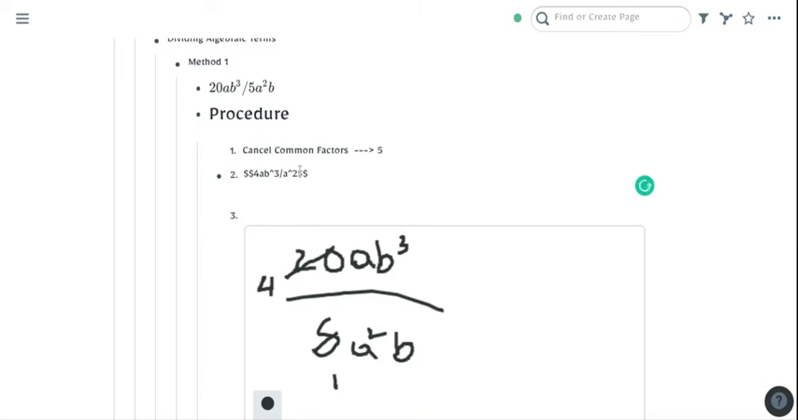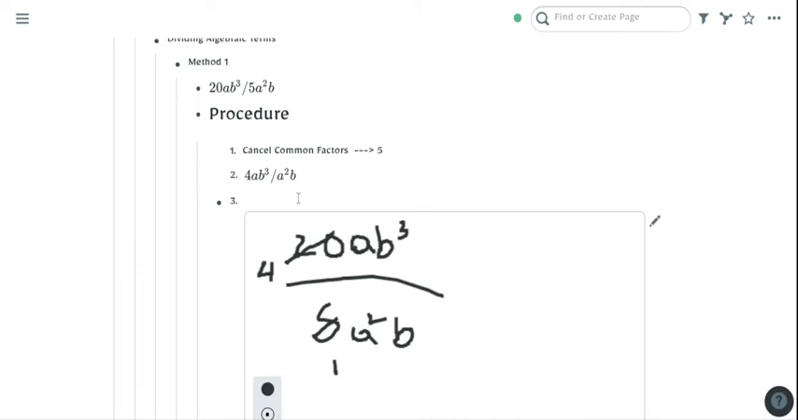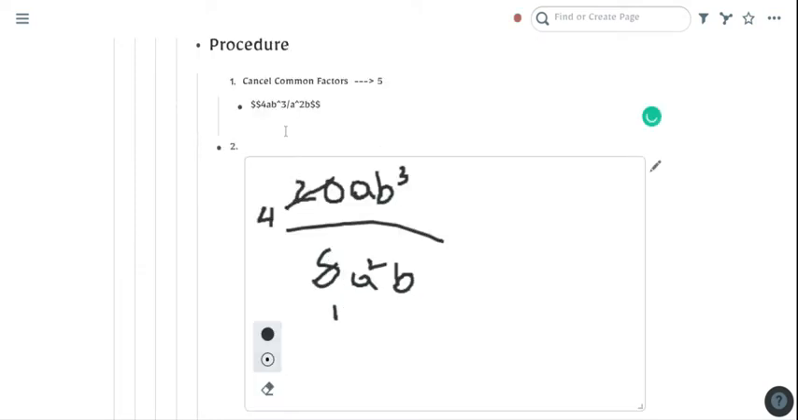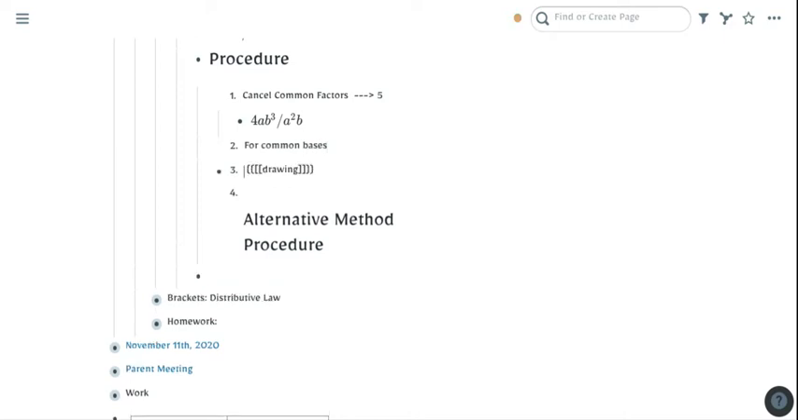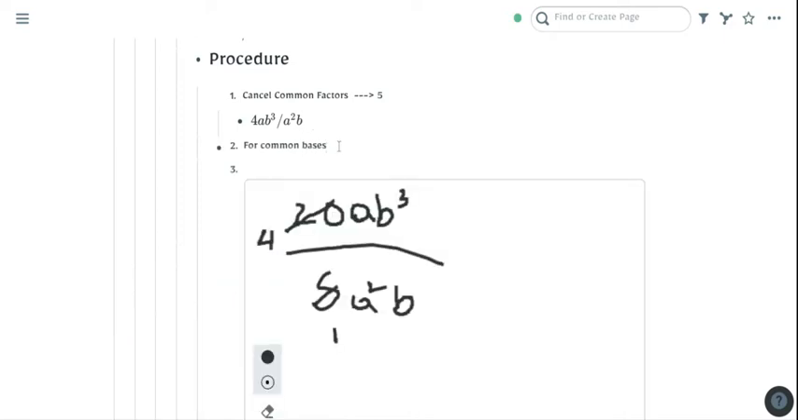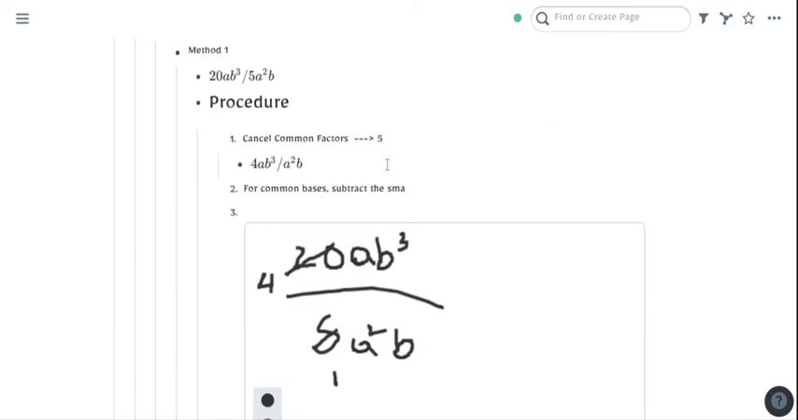I think I got this, step 2, sir. We're going to go into step 2 because we've simplified this. Step 2 says this: for common bases, subtract the smaller index from the larger index.